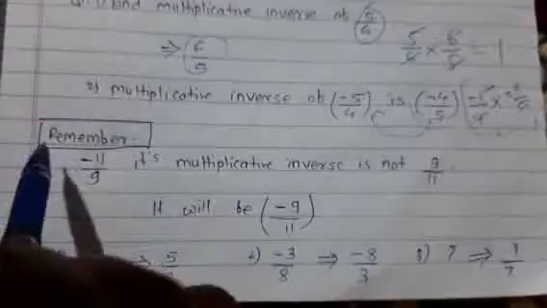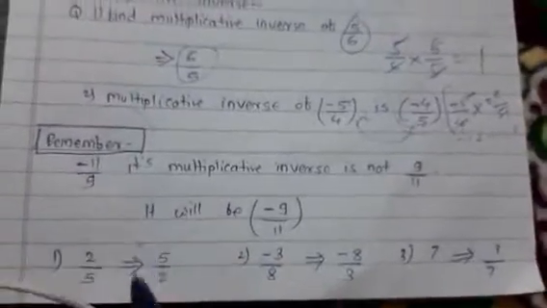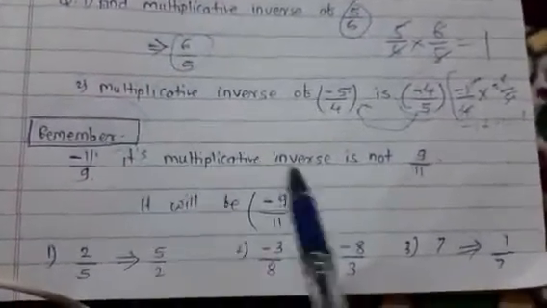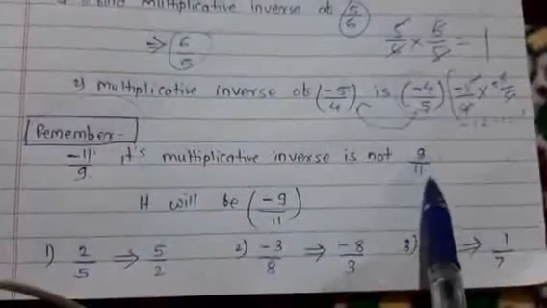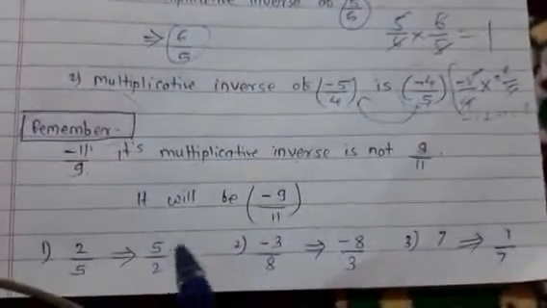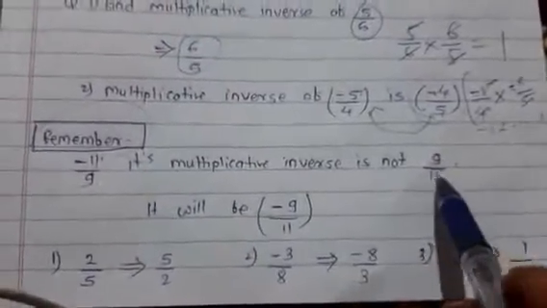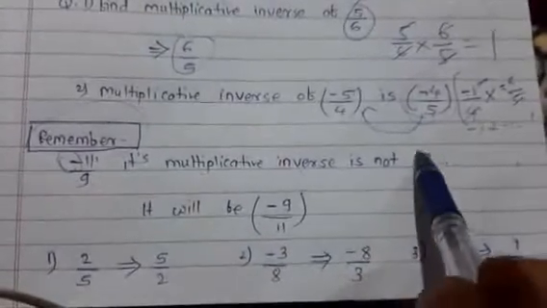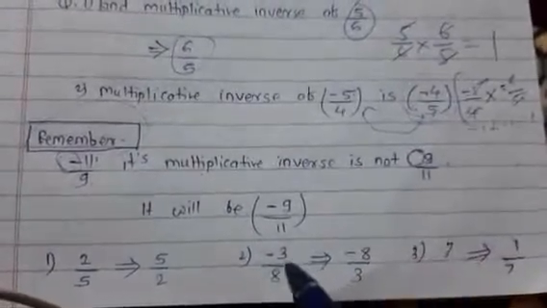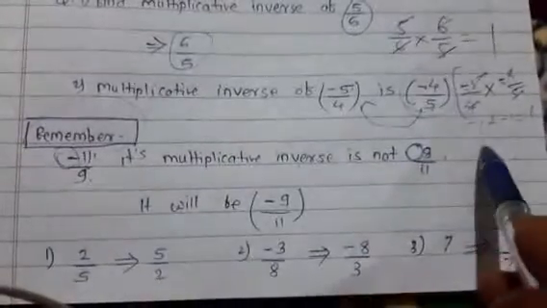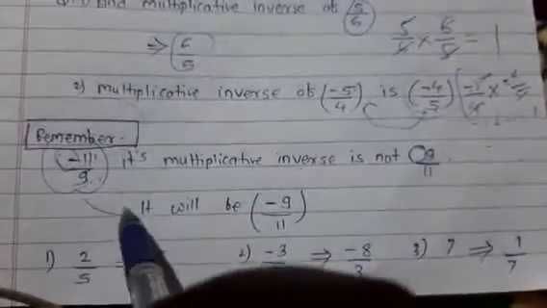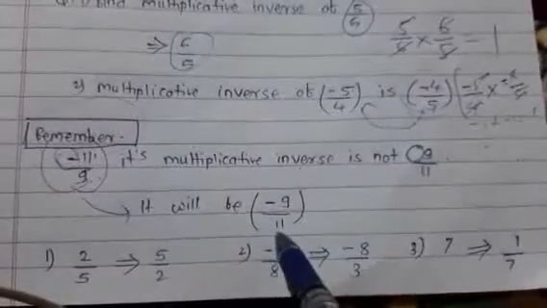Just remember this important thing: for minus 11 by 9, its multiplicative inverse is not 9 by 11. Because what has happened here? Here the minus sign was in the numerator, and that is missing here. So this will not be a pair of multiplicative inverses. The multiplicative inverse of this will be minus 9 divided by 11.